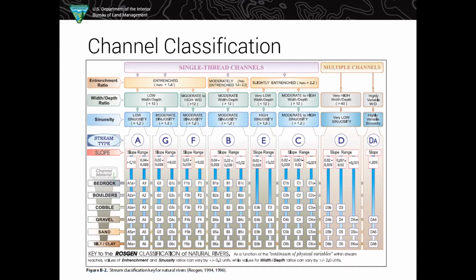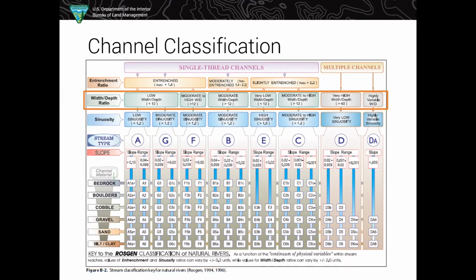The next thing that we look at is width to depth ratio. That describes the channel shape, and it's derived from a field measurement of the bank full width divided by the mean bank full depth at a riffle. A large number in this case indicates a wide, shallow channel, while a small number indicates a narrow, deep channel. The key item here is that the break point for a single thread is 12.